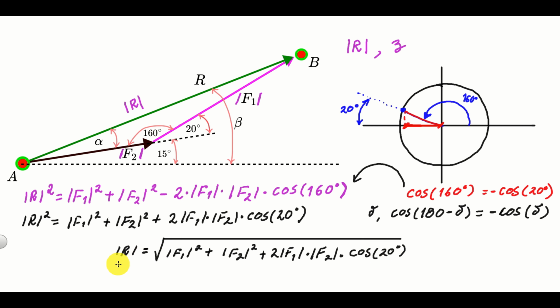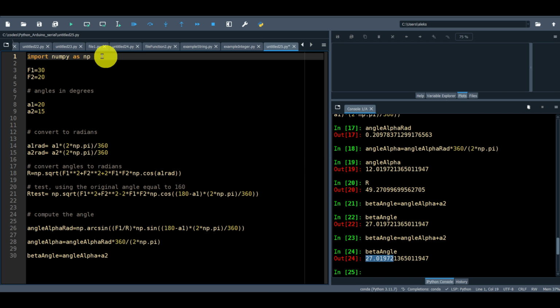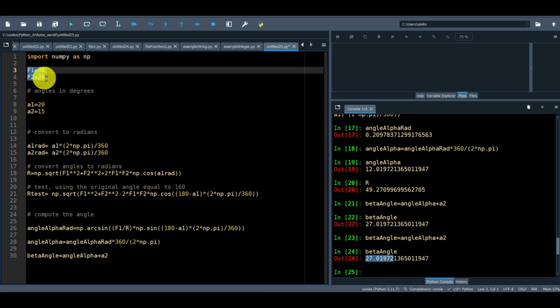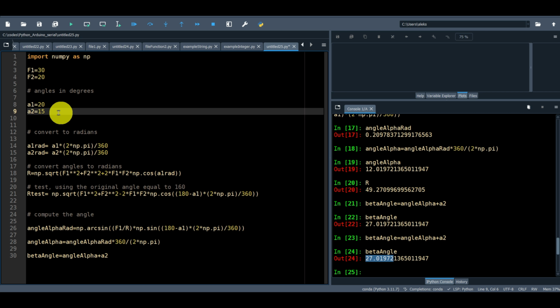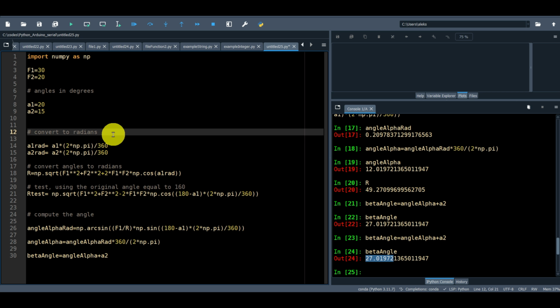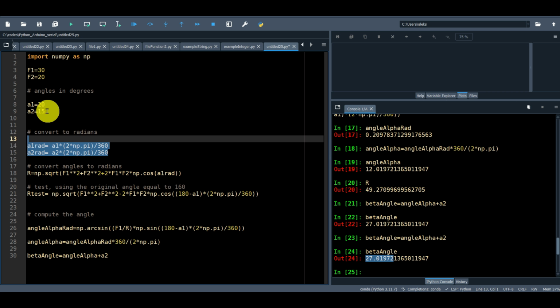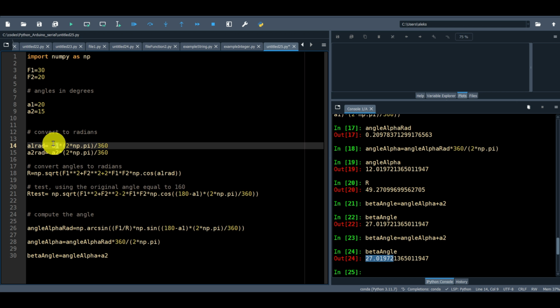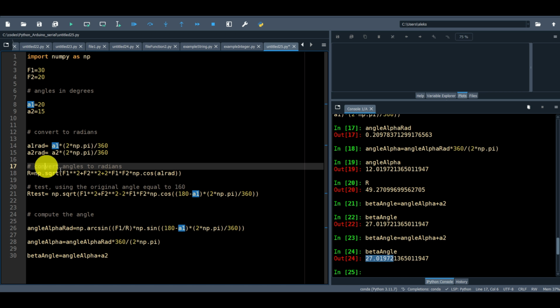My suggestion to engineers and to students is to use MATLAB or Python to solve this equation, that is to compute R. And here's the Python script. First, I import NumPy as NP, then I define the forces F1 and F2, and I define the angles of 20 degrees and 15 degrees. Next, when using NumPy cosine and sine functions, it's very important to convert degrees to radians. And over here, I convert the two angles from degrees to radians. I simply take the angle in degrees and multiply it by 2 times pi over 360. And this will give me the angles in radians.